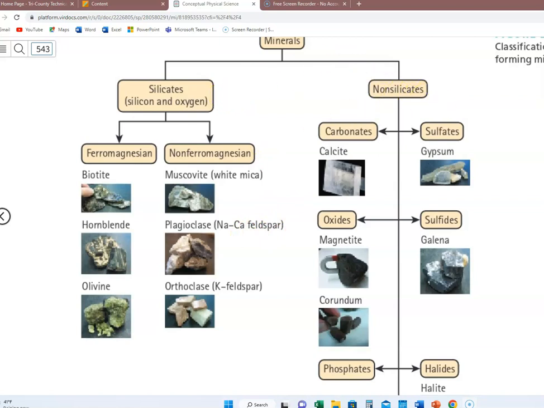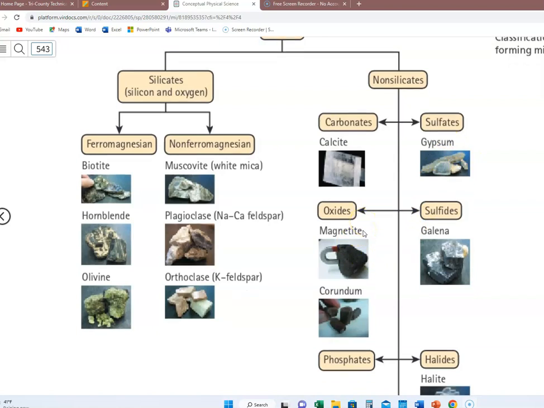All right, and then we go over here to the other side. This is from your textbook, page 543. You've got the non-silicate minerals. So we get carbonates, the carbonates, calcite. You've got to say these right. Calcite. And then one of the sulfates is gypsum. Gypsum, I think I mentioned this before, is something that you find in drywall. That's part of what makes up drywall. If you ever put drywall up, that powdery substance is gypsum.